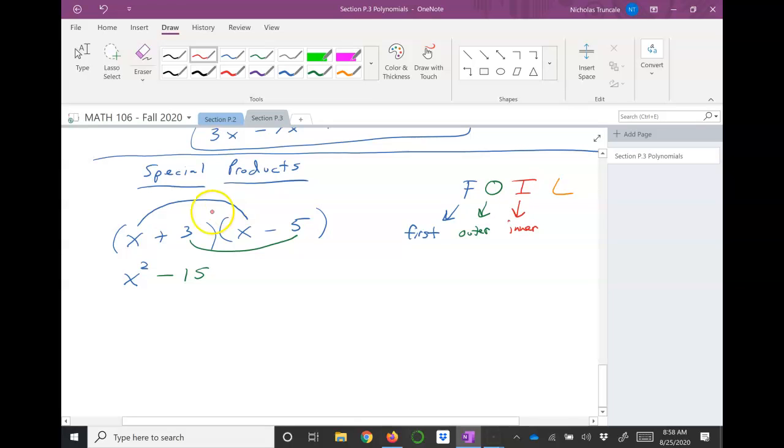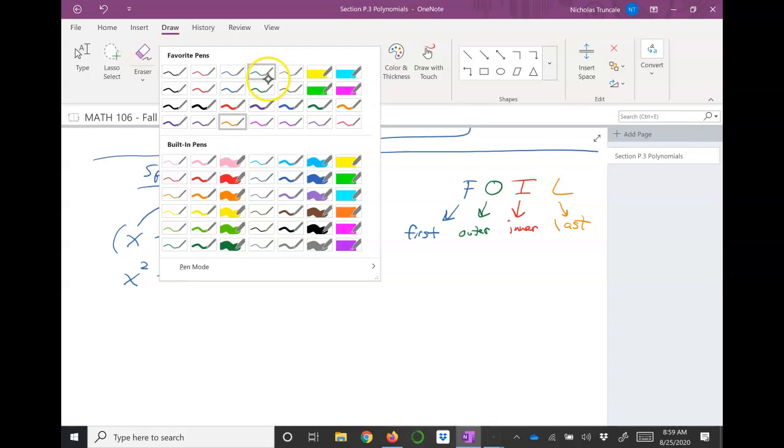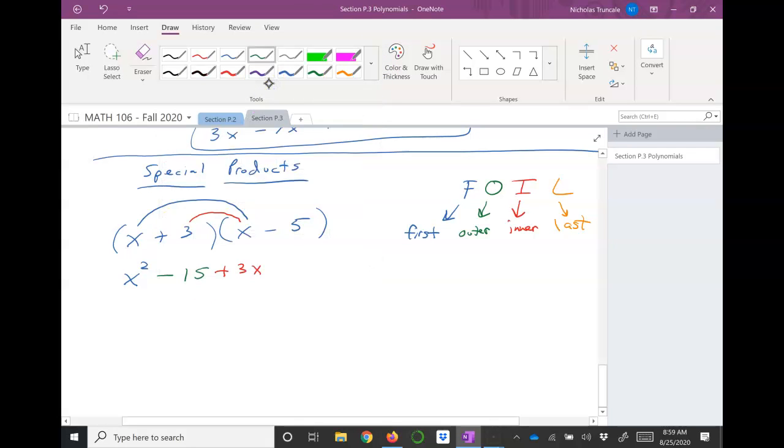Now I means inner. So the inner ones would be the 3 and the x, like that. So that's going to be a plus 3x. And then finally the orange, last terms. So that's going to be the 3... I made a mistake. What did I do? Yeah, I did. That's all right. So we'll change this to green.